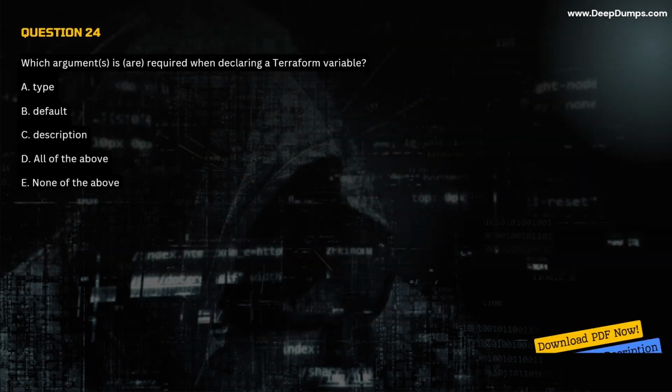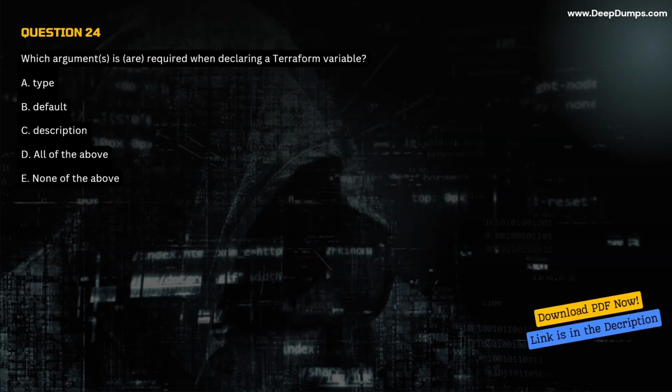Question 24. Which arguments are required when declaring a Terraform variable? A. Type. B. Default. C. Description. D. All of the above. E. None of the above.